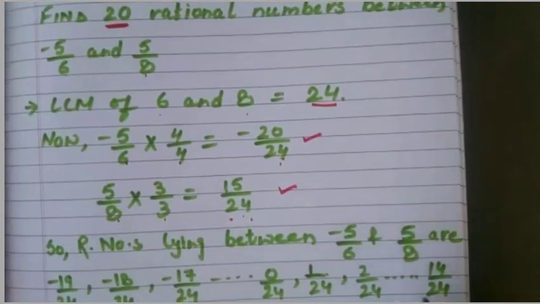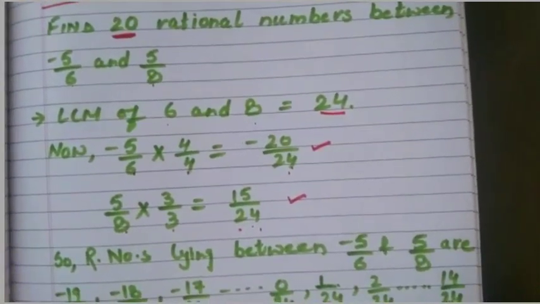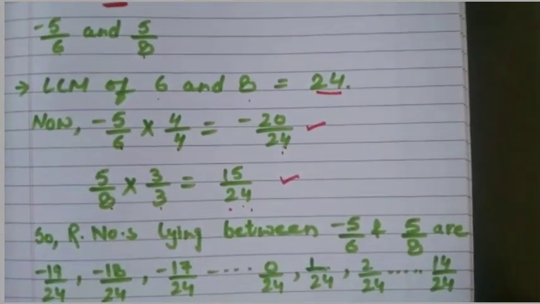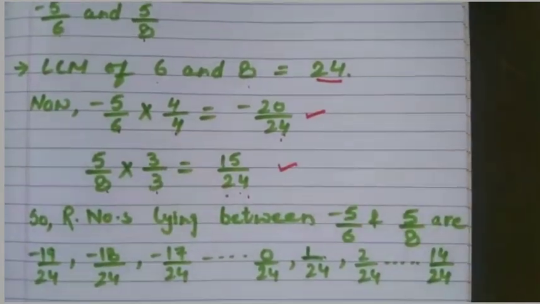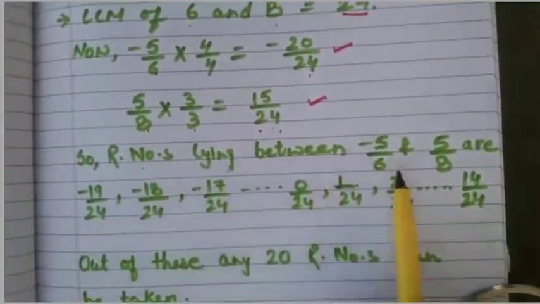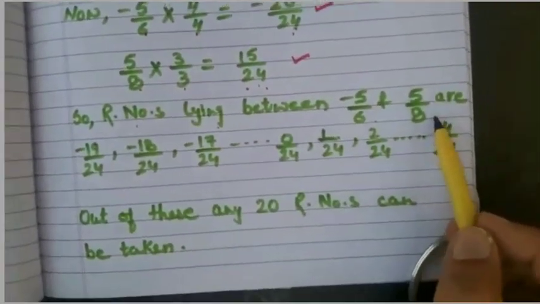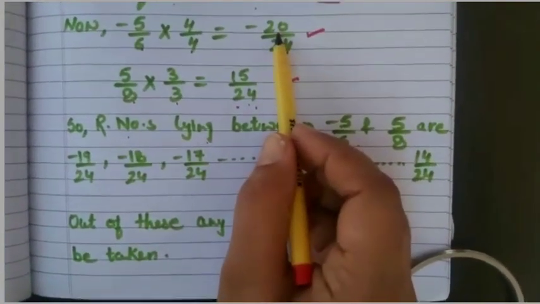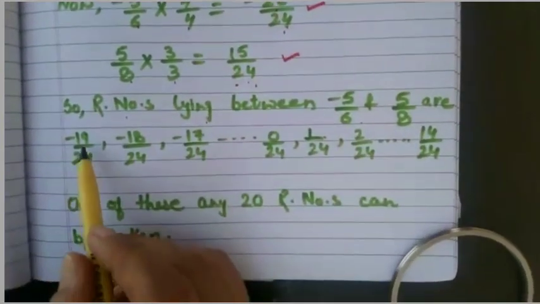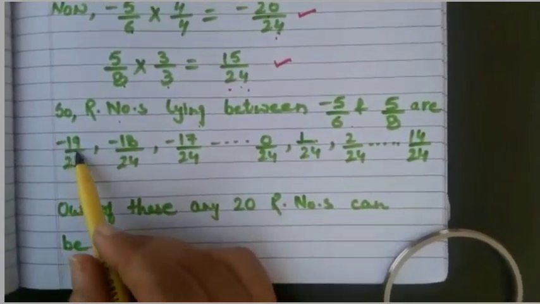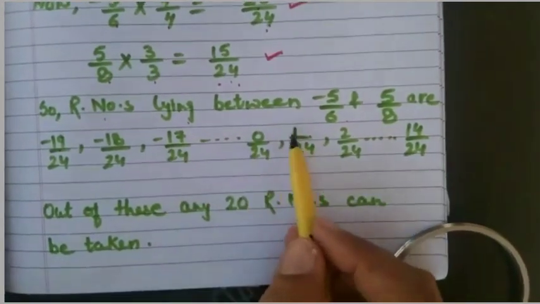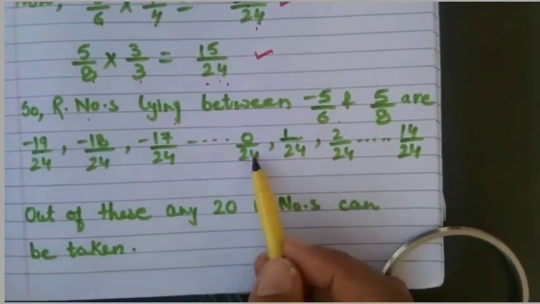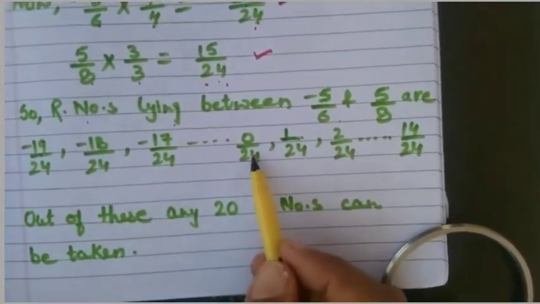If you imagine the number line, imagine where you will represent -20 and where you will represent +15. In between you will get so many rational numbers. So the rational numbers lying between -5/6 and 5/8, children, start after -20. We will not include -20. We will start from -19, -18, -17 and go till 0. There are 19 rational numbers you will get, then 0 also. This way you will get 20 rational numbers here.